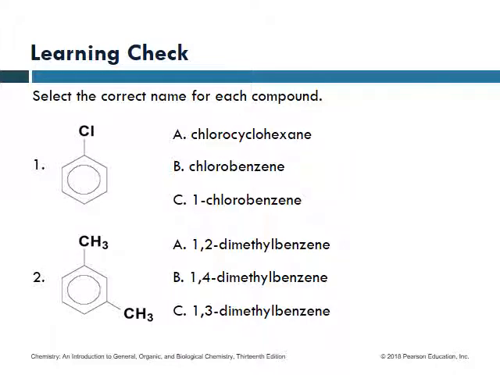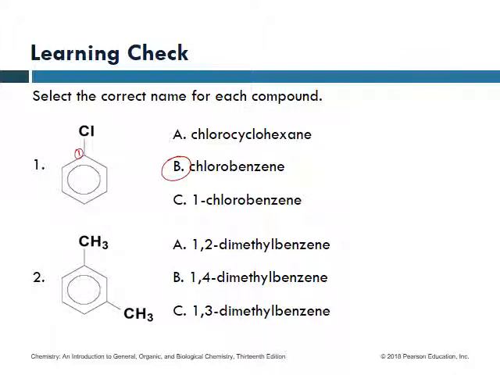Select the correct name for each of these compounds. So what would the first one be called? First thing we recognize, this is benzene. Where is the chloro? It only has one chloro. If it only has one substituent, that would be your carbon number 1. So this is chlorobenzene. The right answer is B. We do not call it 1-chlorobenzene because if it's 1, we don't put the number 1.